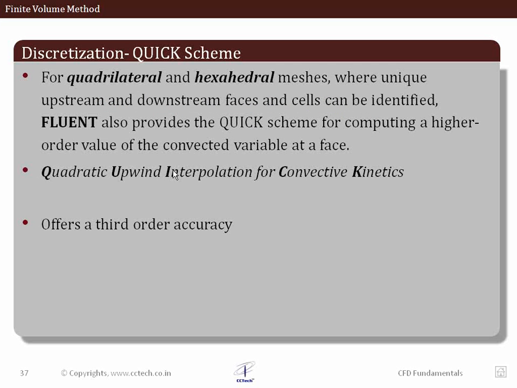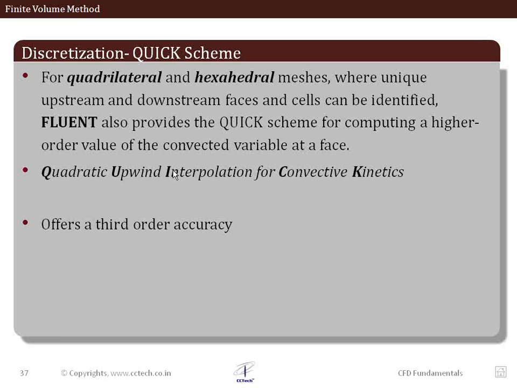And we have still a third scheme which gives third order accuracy, which is called the QUICK scheme, which is quadratic upwind interpolation for convective kinetics. This is considered to be the most accurate scheme, but there are some restrictions: you can only apply it on quadrilateral and hexahedral meshes, quadrilateral in 2D and hexahedral in 3D. So we can apply it only over those kinds of meshes.